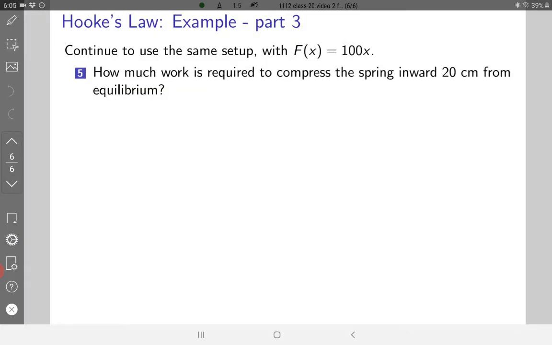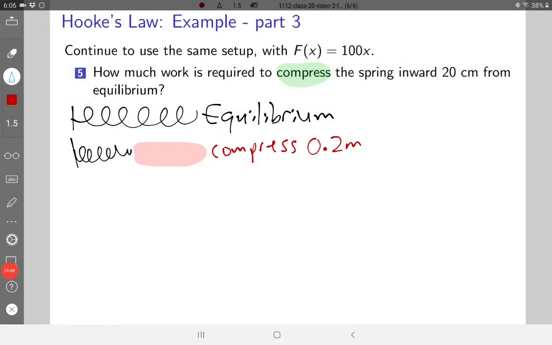All right, one final question, because I just wanted to show you how to interpret and conceptualize dealing with compressing the spring as opposed to stretching it. So let's say I have the same setup, the same spring, the same force function from Hooke's law, and I ask, well, how much work, how much energy is it going to take to compress the spring from equilibrium inwards 20 centimeters? So in other words, if I've got my spring sitting naturally at its equilibrium state, I'm going to compress it inwards 0.2 meters. And that's going to leave me this much more tightly coiled spring.